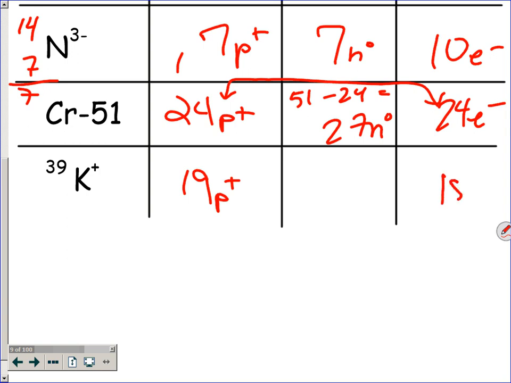Good, you went down because it has a positive charge. Tell me what that means. Good, it lost 1 electron. Positive charge means you lost 1 electron. Do not change the protons. And then 20 neutrons, because 39 minus 19 is 20. Yay, atomic structure. Good? Okay.